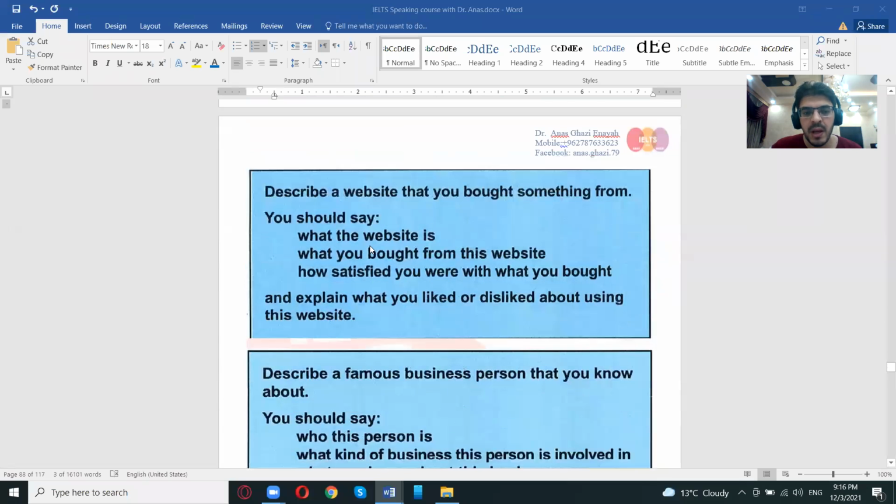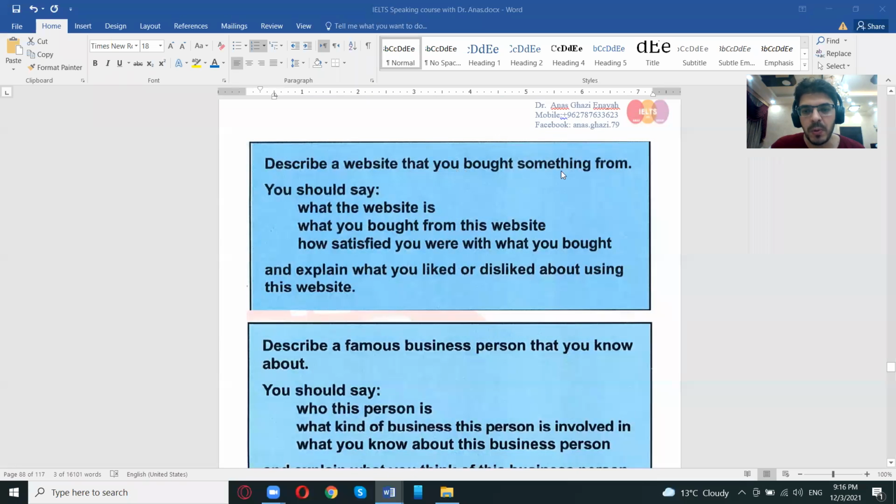Another example, describe a website that you bought something from. What the website is. So here the first point is the same with the topic point above. It's the same.